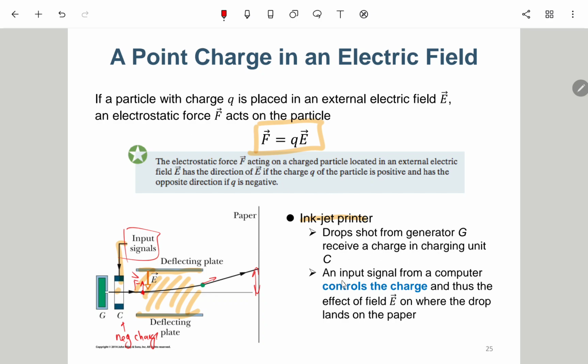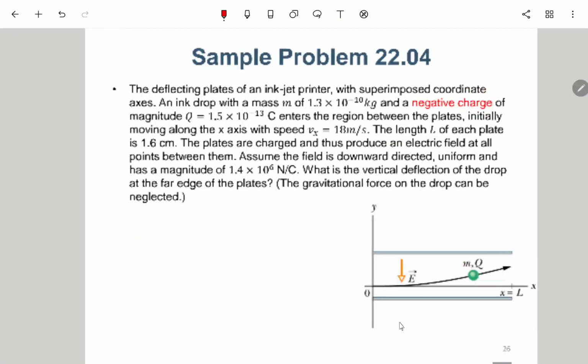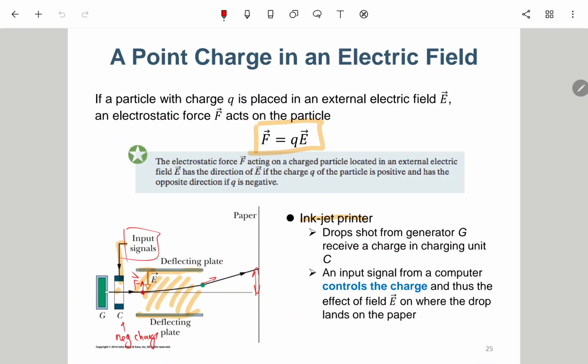Okay, so here it says a drop shot from the generator G receives a charge in charging unit C, and then an input signal from a computer controls the charge, and thus the effect of the field E on where the drop lands on the paper. This is roughly what I just described.